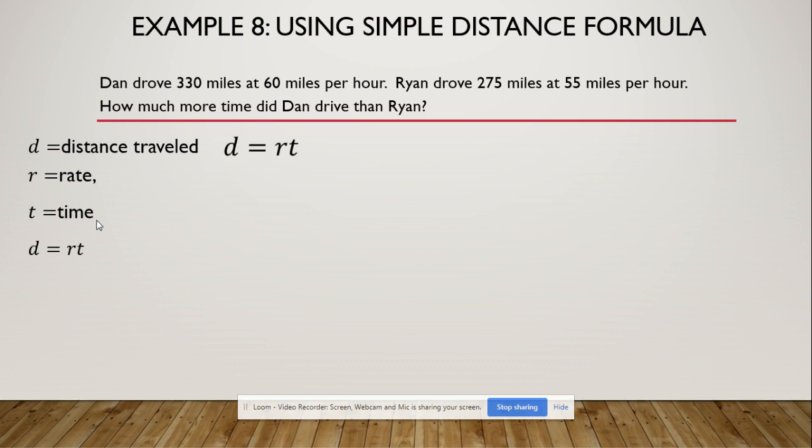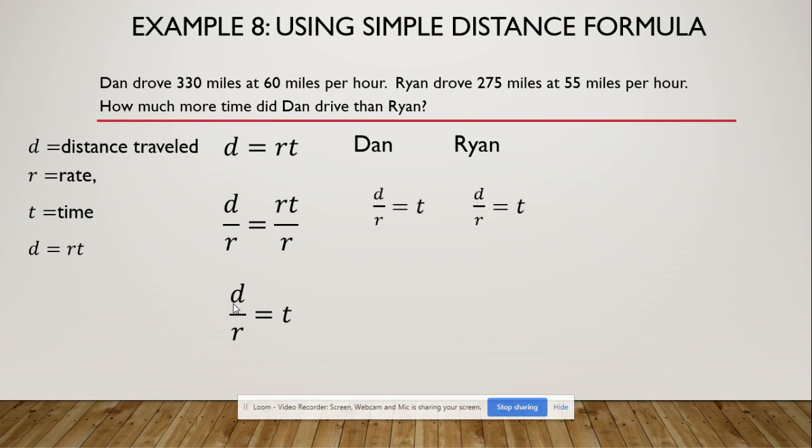So we got time times the rate. So we're multiplying, divide by r so that we can eliminate it. R divided by r is 1. So we've got 1t is equal to distance divided by the rate. So if we want to know how long they were driving, we use this equation. This is a nice simple equation that'll calculate how long someone was driving given their distance and their rate. So we're going to write down our equation for both Dan and Ryan.